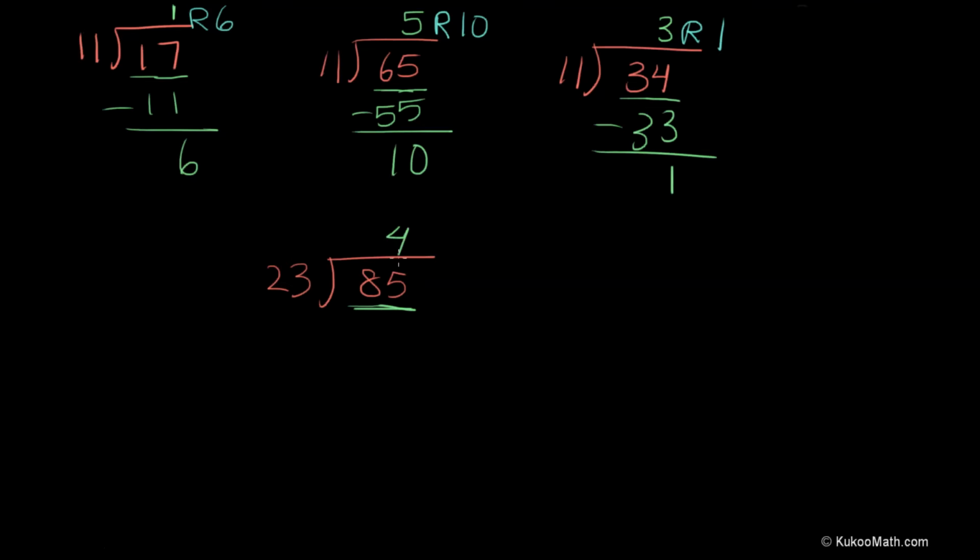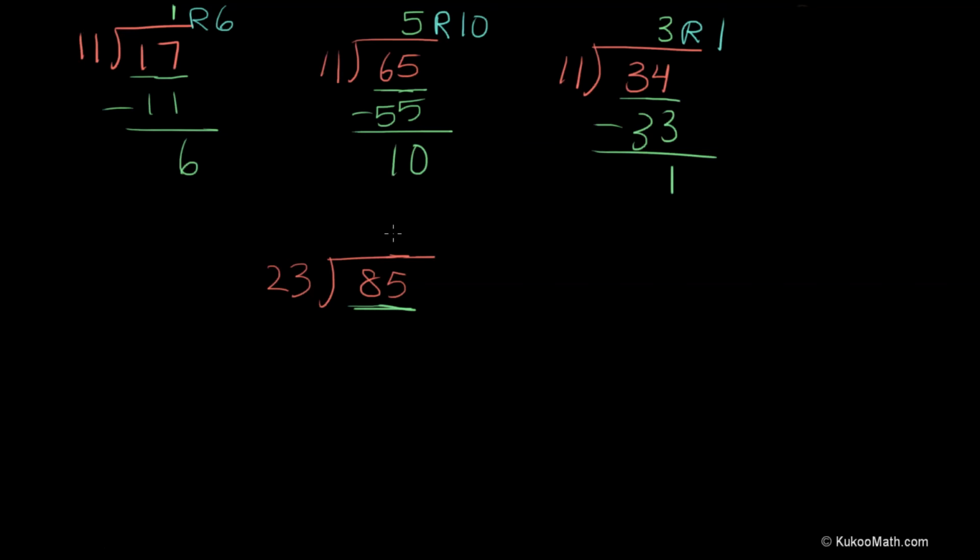So let's try 4. Now, what's 23 times 4? Well, first we do 3 times 4, which is 12. So we write the 2, carry the 1. So 2 times 4 is 8, plus 1 is 9. 92. This is greater than 85, which means that I did something wrong. You can't subtract and have a number that's greater than the original number. So 4 was too big. Let's erase that and try again. You'll be doing a lot of this when we get to bigger numbers, so it's good to get practice now.